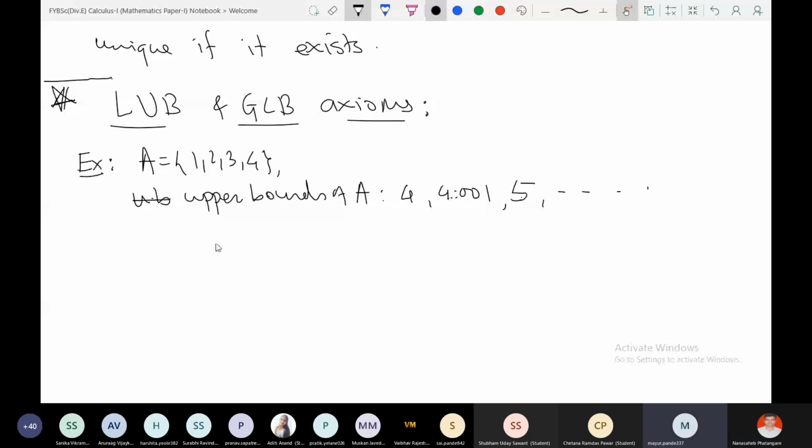It is the maximum element also. So if it is the lowest... So 3.9 is included in this set. 3.9 is not an upper bound, right?